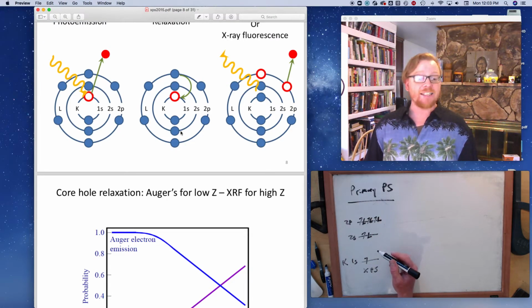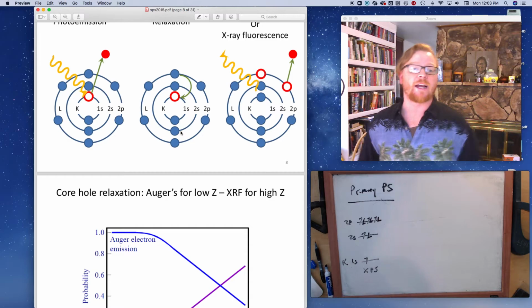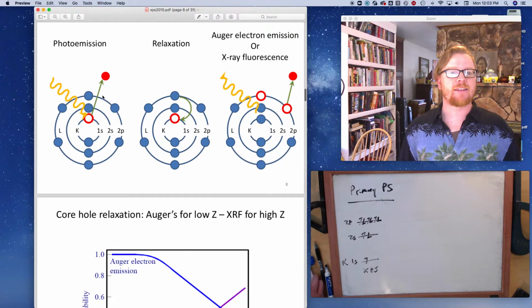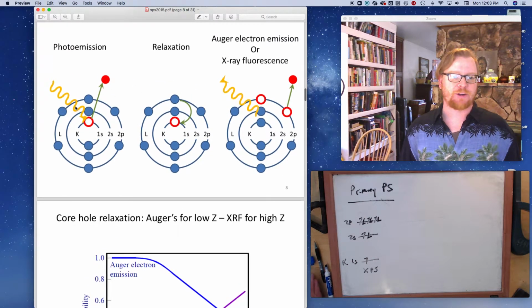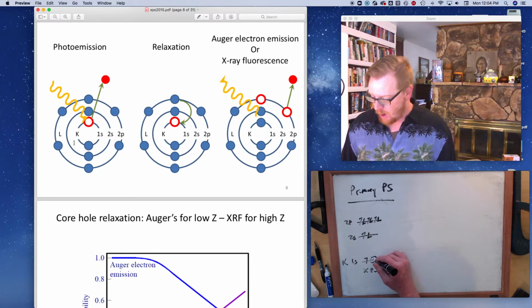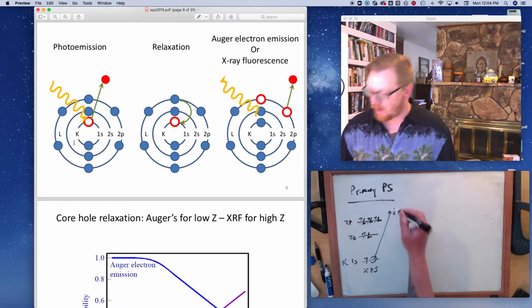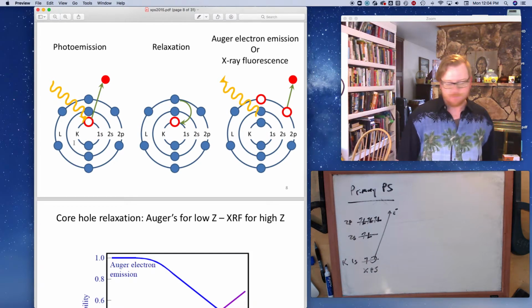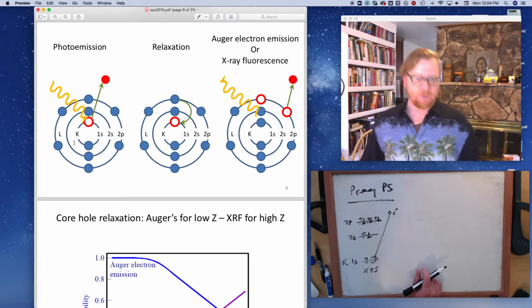So with XPS, it's a core electron technique. You can see in this picture right here, we're knocking out core electrons, K-shell electrons, all right? That K-shell electron creates a hole, and that photoelectron gets ejected, right? So that's a primary photoelectron spectra.